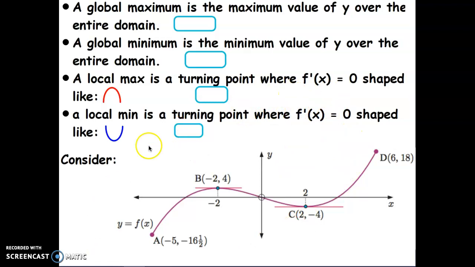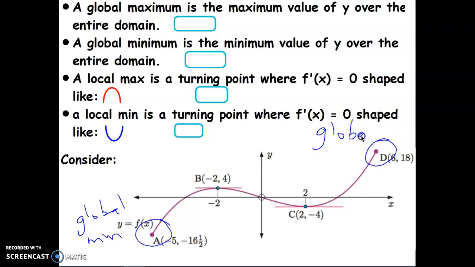Okay, so if we look at this graph right here, I can see that the absolute lowest point that this graph goes is here. So this is what we would call our global minimum. It is the lowest point of the entire graph. Opposite of that over here, that's the highest point of the entire graph. So that's what we call a global maximum.